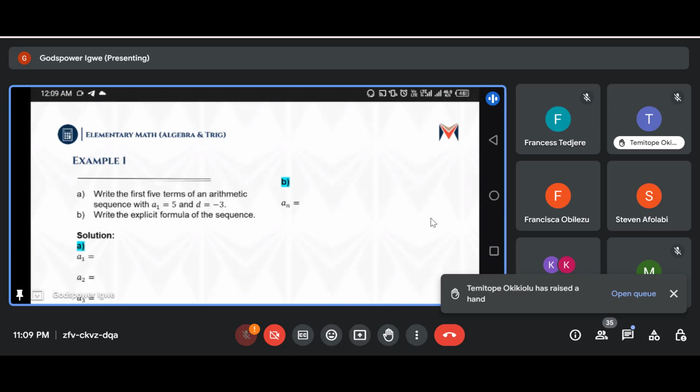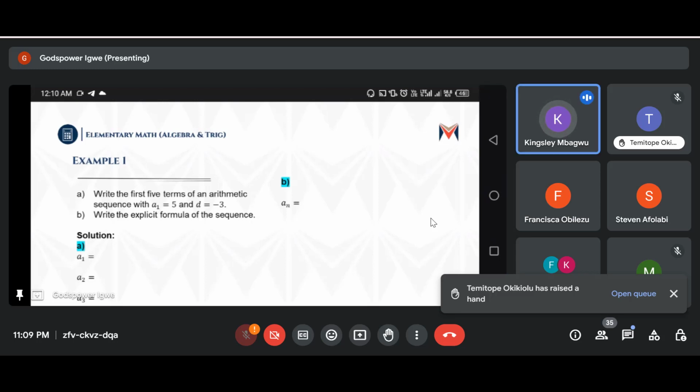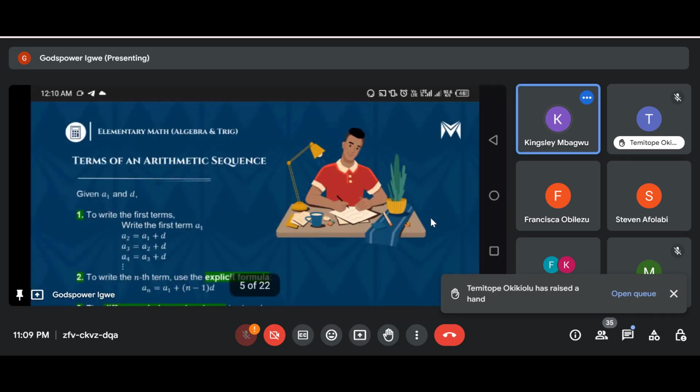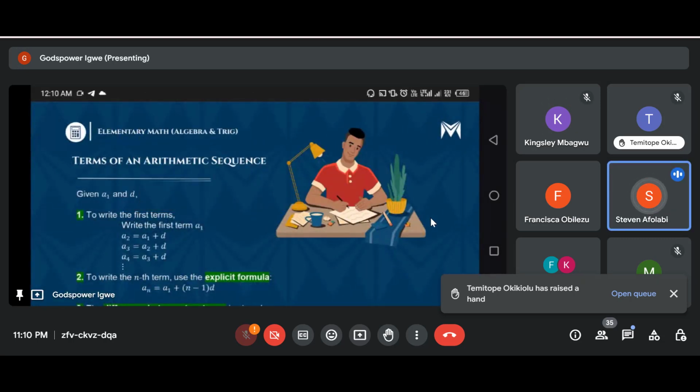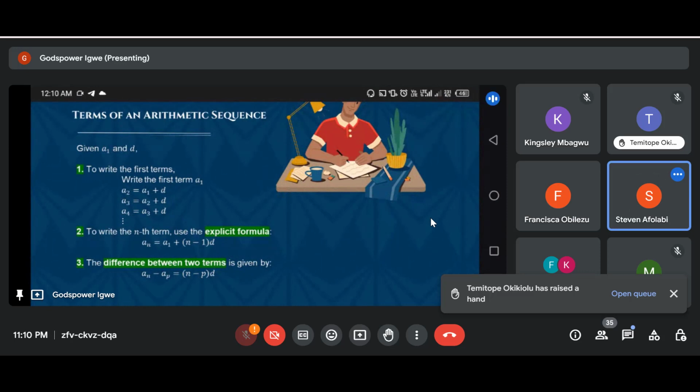Yes, with a1 equal to 5, and then d is equal to what? 3? Okay, no, find the first 5 terms. How do we find the first 5 terms? What I'm seeing here is minus 3, I don't know if I'm the only one. Yeah, it's minus 3. The fifth term is minus 7. That is the final answer.